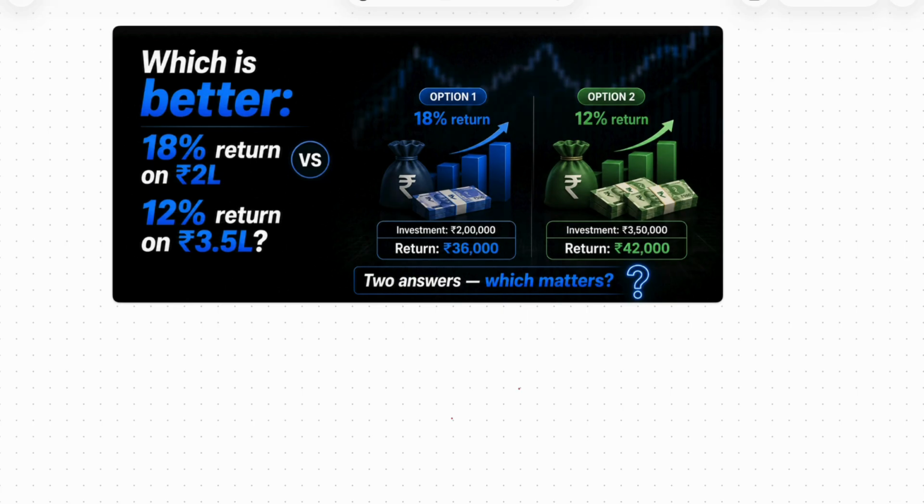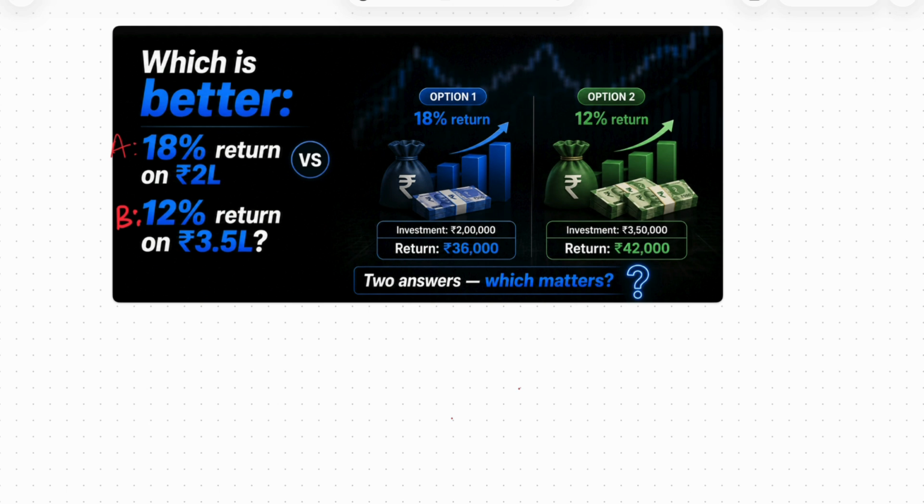Let's say fund A has given you 18% return on 2 lakhs and fund B has given you 12% return on 3.5 lakhs. Which fund is better? That is the question we are trying to answer here.